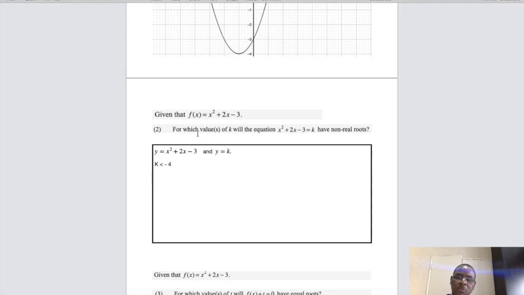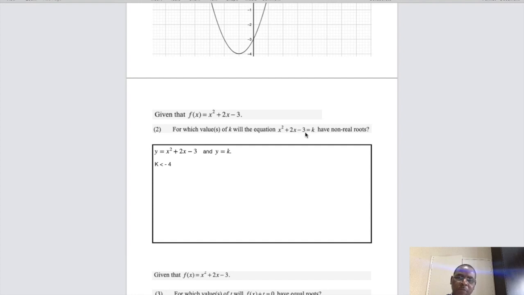We are required to determine for which values of k the equation x squared plus 2x minus 3 is equal to k will have non-real roots. The graphical method requires us to draw the graphs and then work out the values of x at the point of intersection. So if you are given the equation x squared plus 2x minus 3 is equal to k, there are two graphs that you can draw.